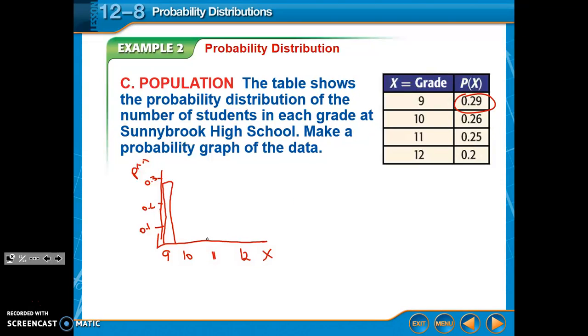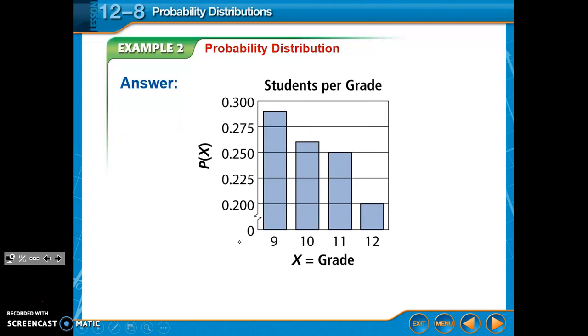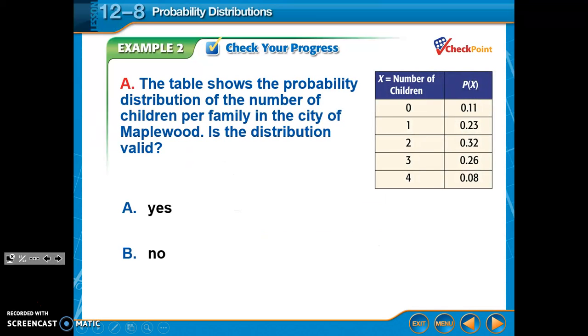For 10, I'm going to do up to 0.26, a little bit lower. For 11th, I'm going up to 0.25. And then for 12th grade, I'm going up to 0.2. And that's how you do a probability distribution graph. Okay, so there's one that looks a little bit nicer. They did a broken graph here to make it all look nice. But okay, so you guys do this one.